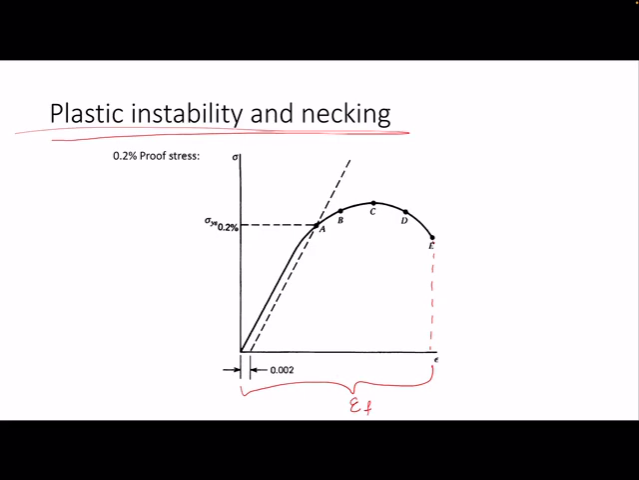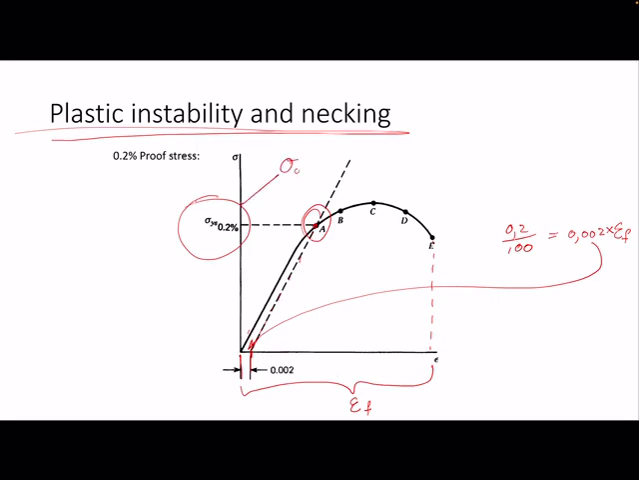and then you say you're going to work with 0.2%. So 0.2 over 100 is equal to 0.002 times your total strain. And that gives you this distance. And then get that point, and you draw a parallel line to the elastic line, and that leads you to that point A, and that is known as your 0.2% proof stress, just to give you an idea of where the yield point is going to be. So this is the yield.